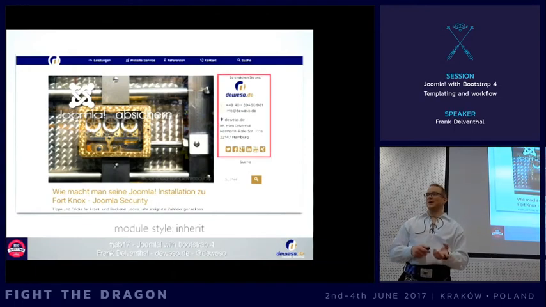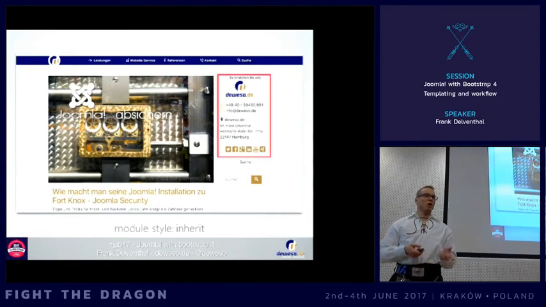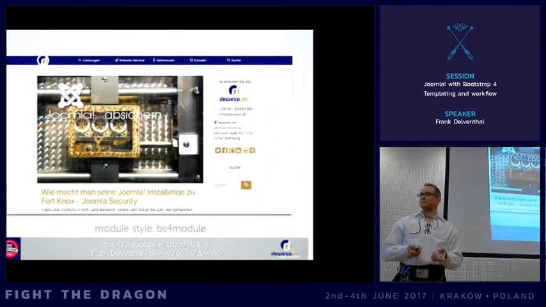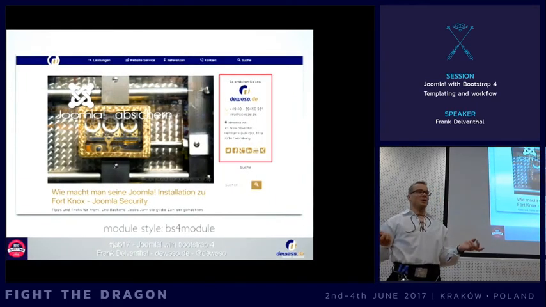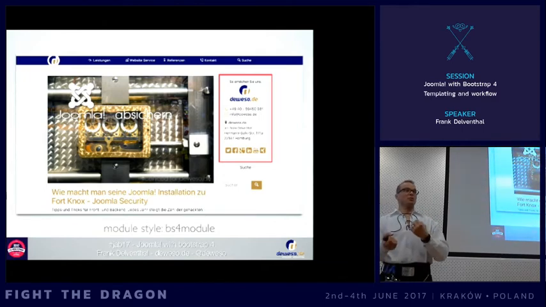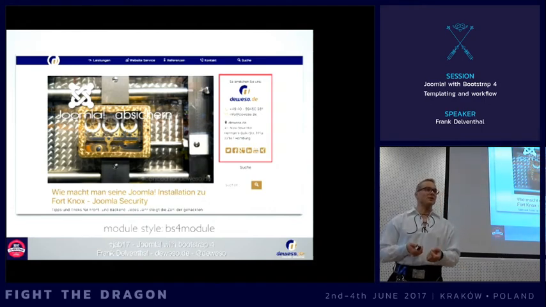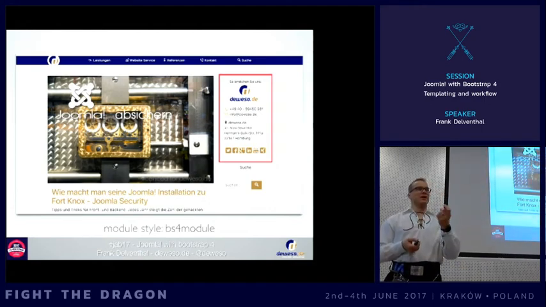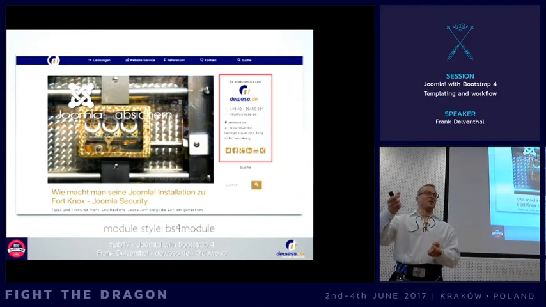Here's an example. Here we got a module, normal rendering. Here, I just defined it from the style as Bootstrap 4 module with a function. And it looks completely different, fits the style, everything. So I would suggest, if you go into this, write your own custom functions in the module to get that. Also makes it easier to play around. Just reset the style, okay? If it's not working, then you just always have the basic function to go back to.